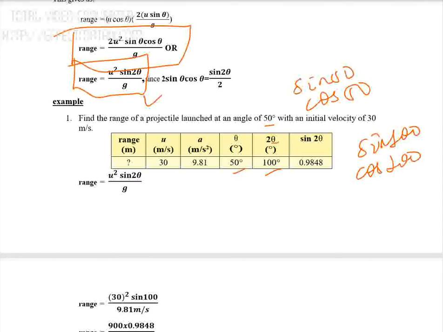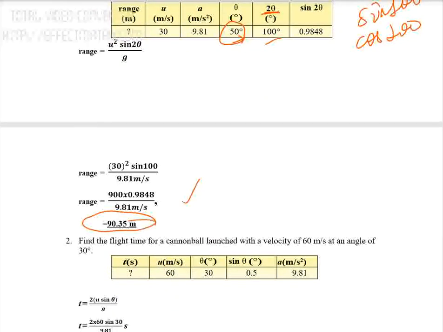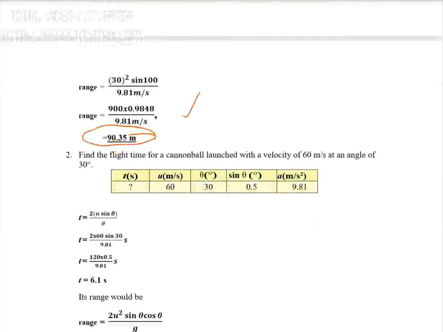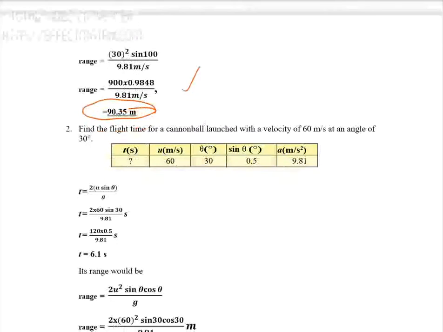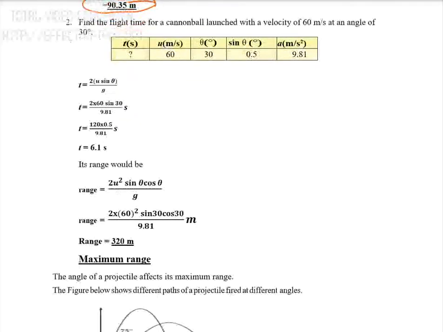Therefore, you can take sine 2 theta. That means in the place of theta, you can substitute 50. 50 is given. Therefore, 2 times 50, how much? 100. Sine 100 is 0.9848, and u is 30. Therefore, 30 square is 900, and finally you get how much? 90.35 meters is the range. That means the horizontal displacement. There is also another equation where you must first find the flight time, and then if you are asked to calculate the range, you can calculate the range.